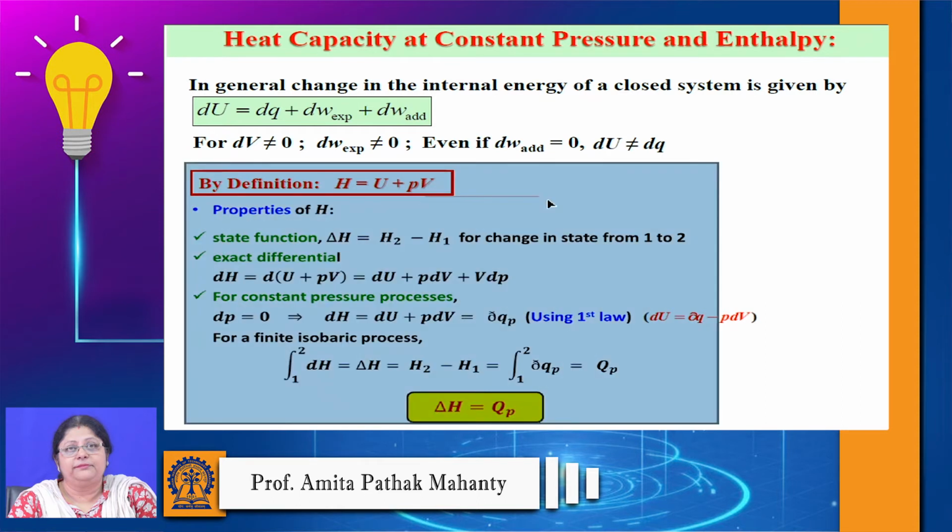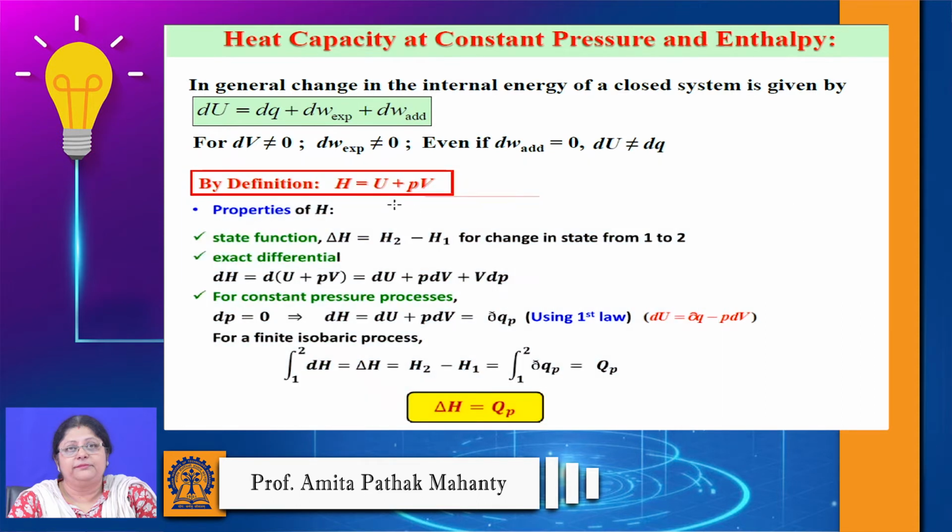What is the definition we are having? Enthalpy by definition is H equal to U plus PV. So it's a state function. That means the change in enthalpy is nothing but the final minus the initial values. And it's a total differential, so I can take U plus PV and take the total differential.